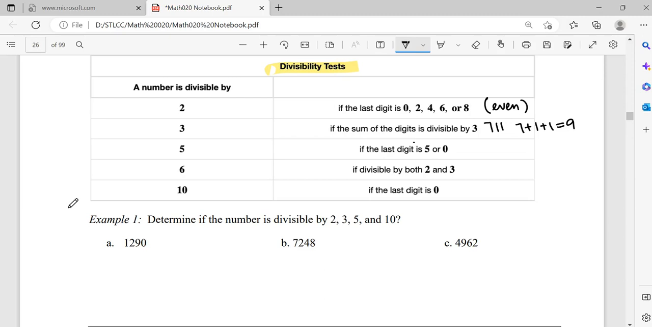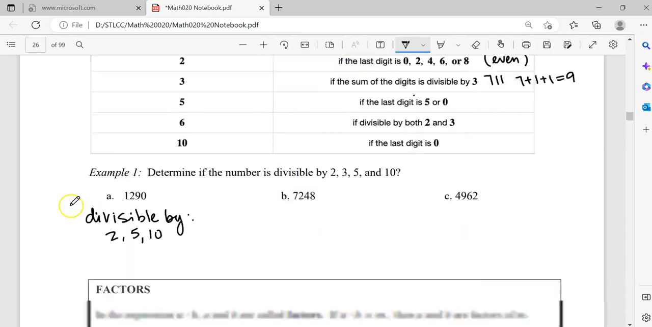Okay, so 1290. This number is an even number, so it's going to be divisible by 2. It also ends with a 0, so it's going to be divisible by 5 and divisible by 10. I can tell that right away.